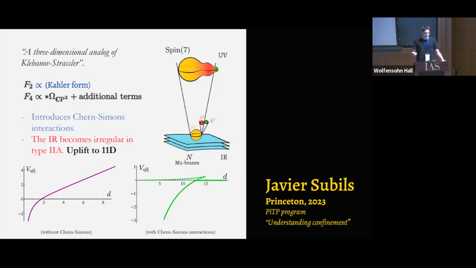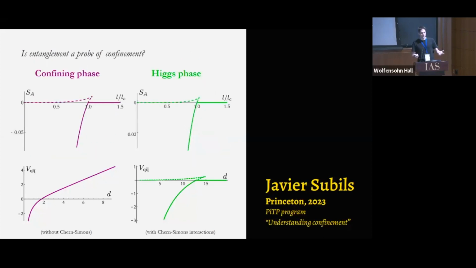In this system, one thing you can ask is this proposal that we have been talking about, of whether you can probe confinement with entanglement entropy. We compute the entanglement entropy of a strip and its complement. In both cases, the entanglement entropy as a function of the width of the strip has a phase transition at some critical width. So it's not able to differentiate between the confining phase, without Chern-Simons interactions, and the Higgs phase, where we turned on the Chern-Simons interaction. So this wouldn't be a proper order parameter for confinement.